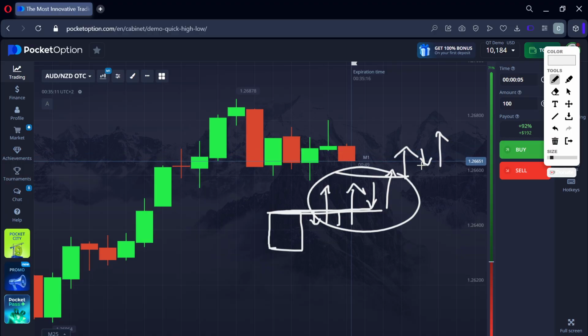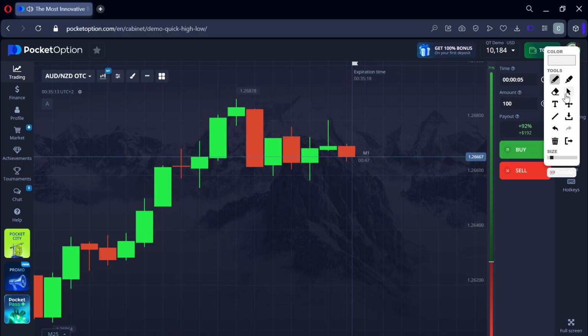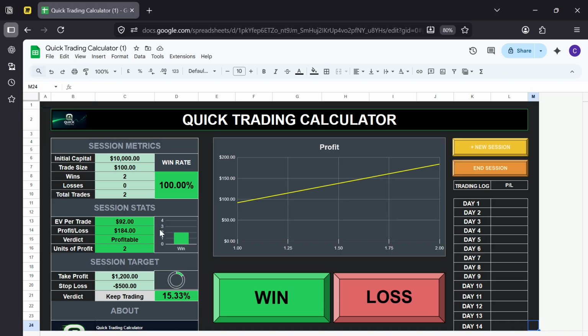Obviously opposite for a sell. You can see it's almost like a bit of a ladder that we're doing. We're just riding with the trend. So obviously we won there. Now we have added 2 wins.